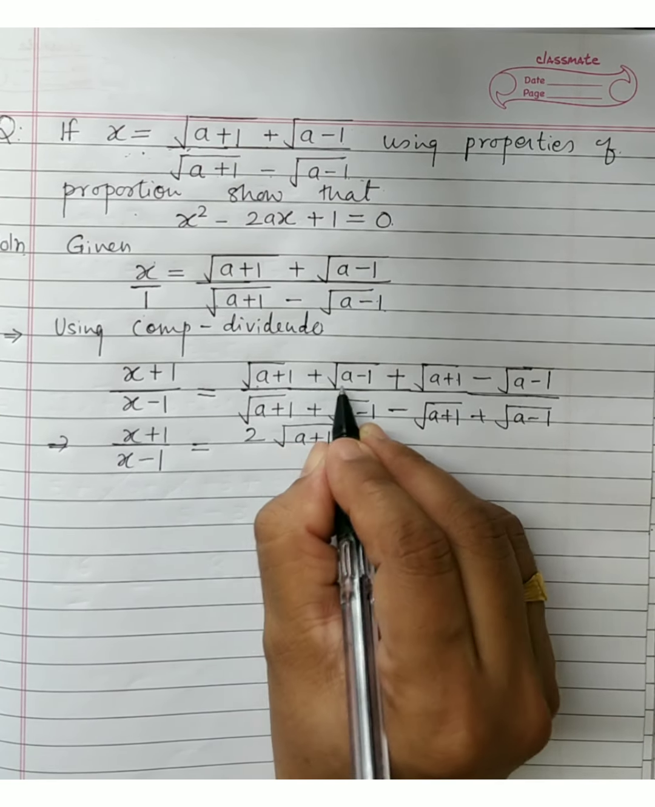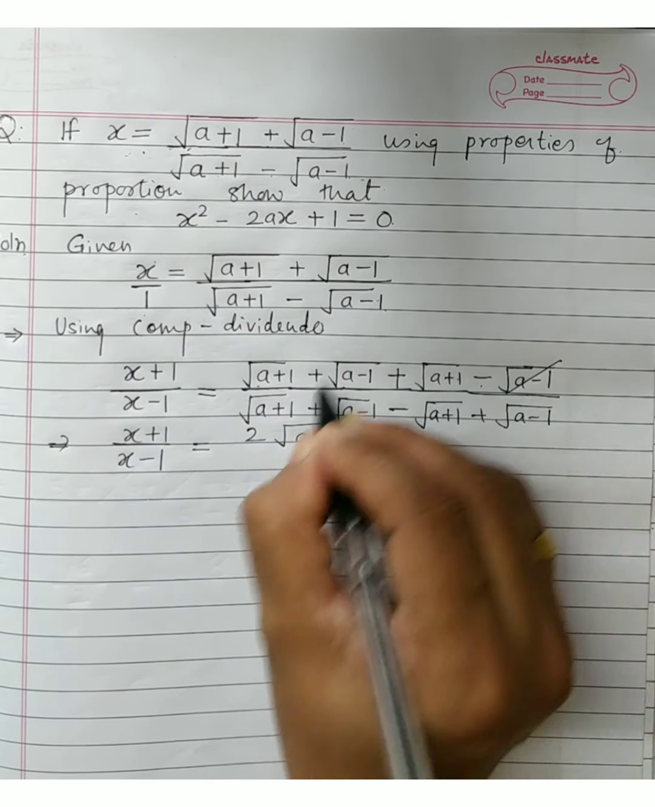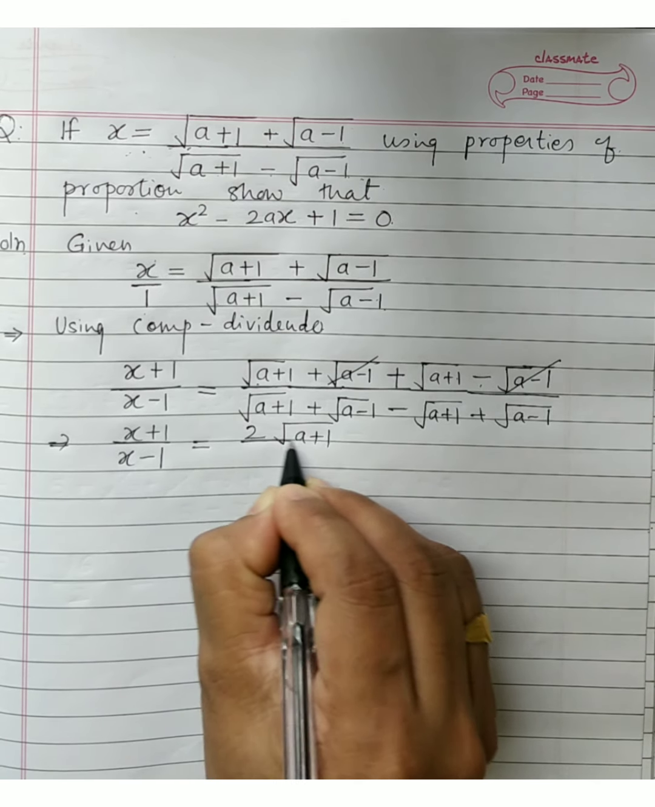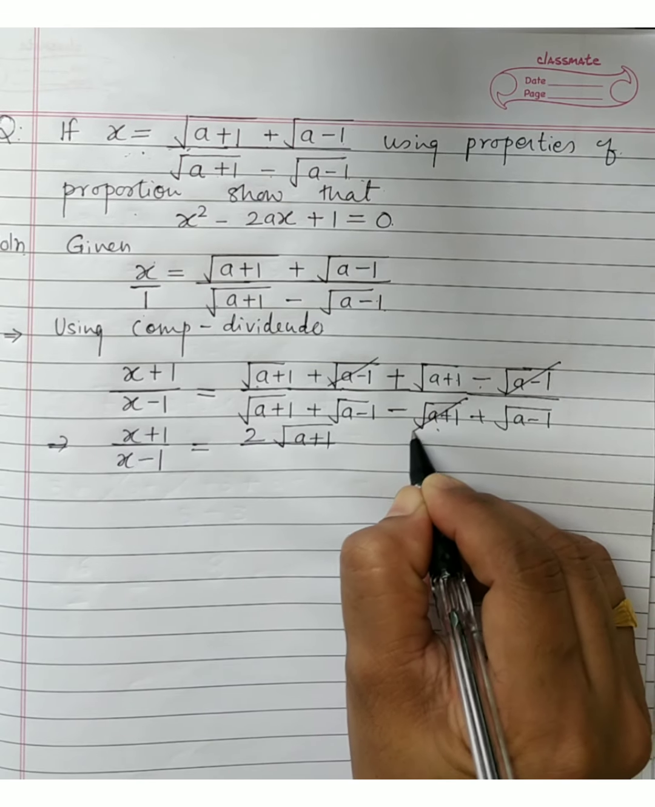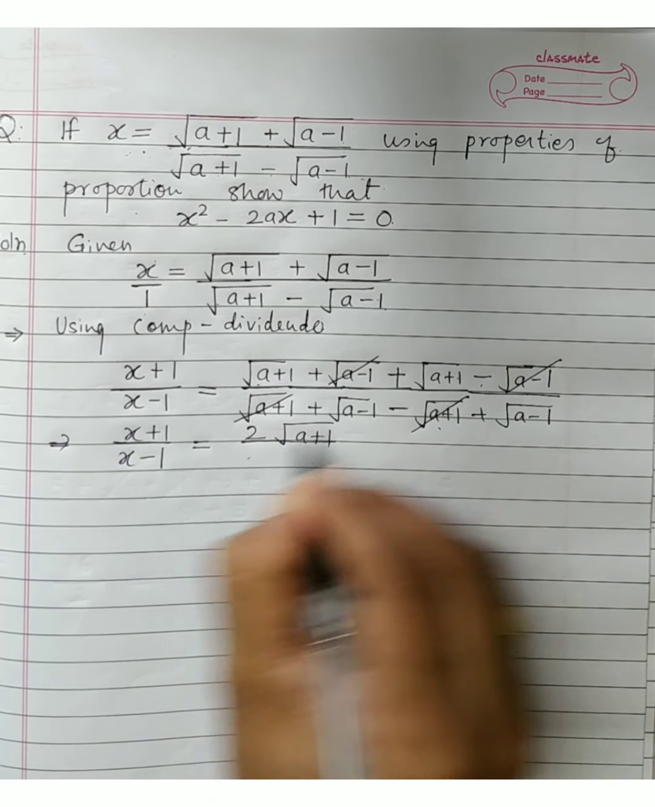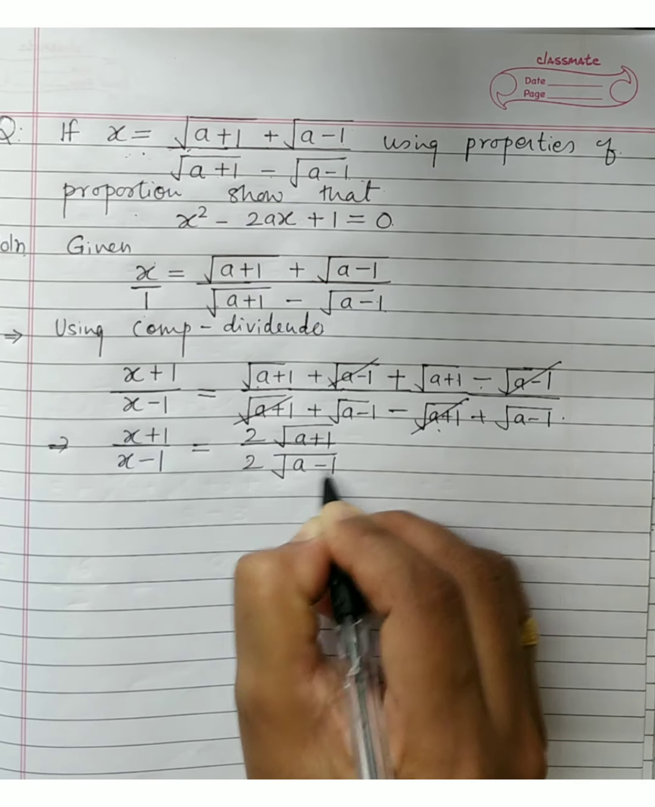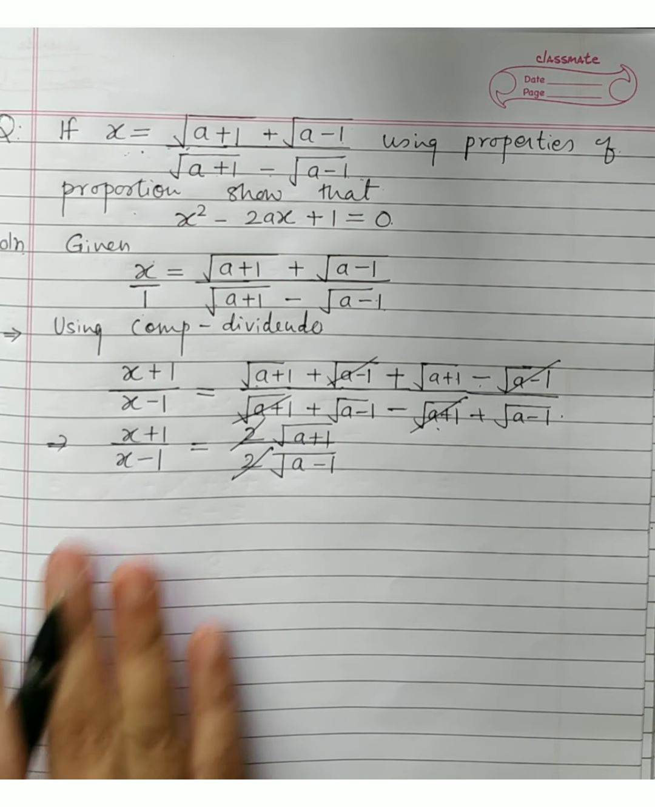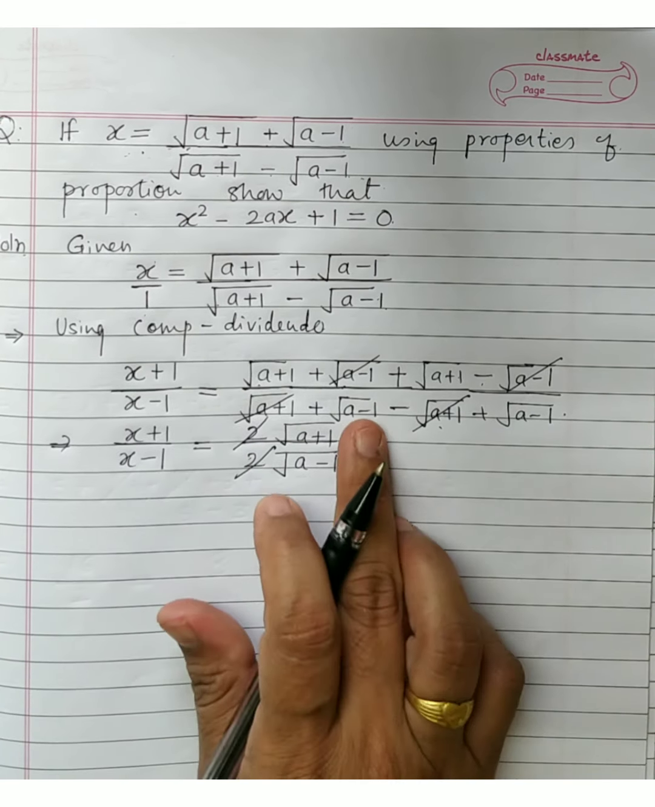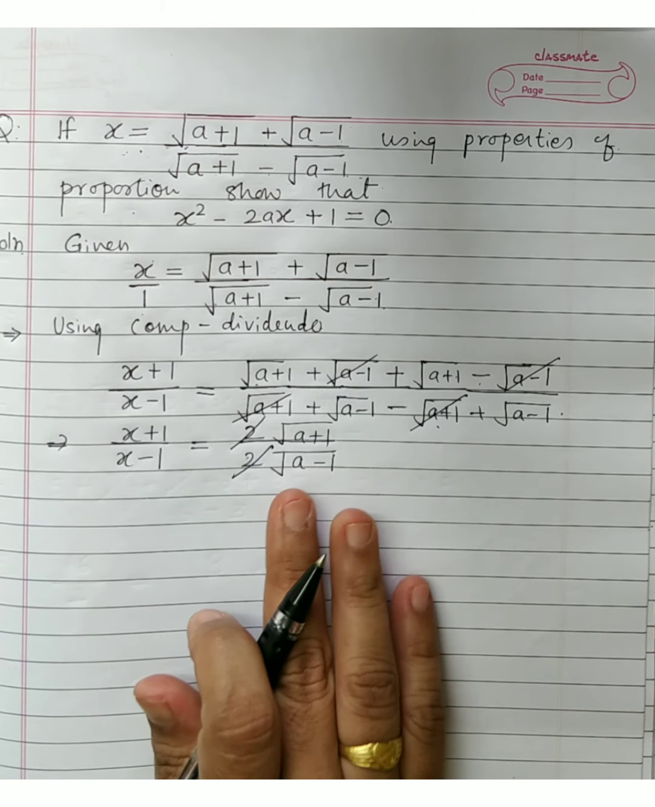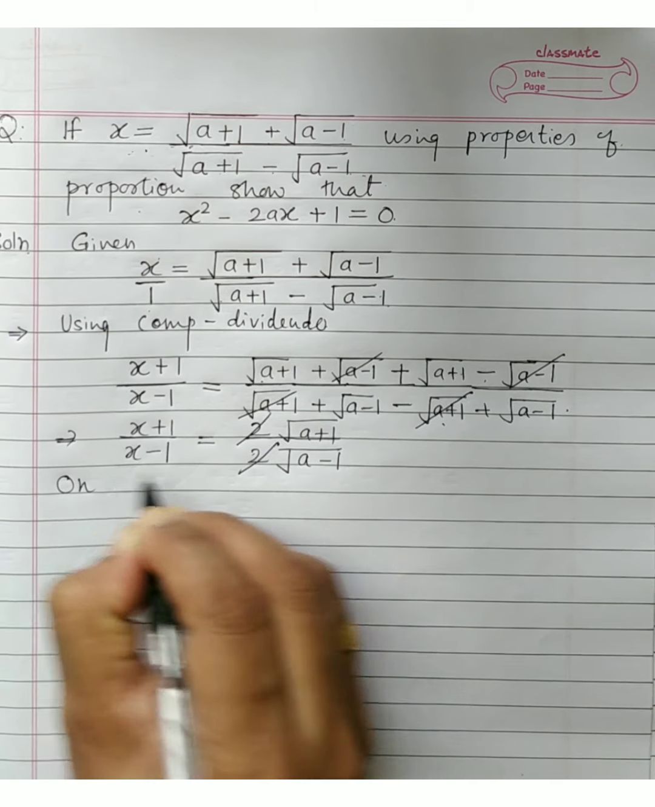over √a − 1 minus the whole term. √a − 1 gets cancelled, upon √a + 1 minus the whole, √a + 1 gets cancelled, and then what is left here is 2√a, under which the 1 gets cancelled. So you end up with (x+1)/(x−1) equal to √((a+1)/(a−1)). To eliminate the radical sign, you know that you have to square on both sides.